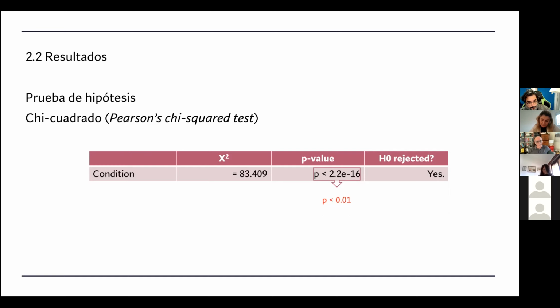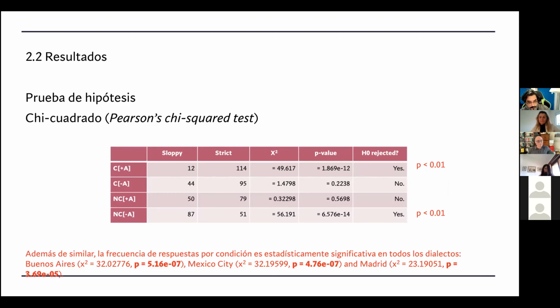Igual la condición también es estadísticamente relevante, pero solamente las condiciones con clítico y referente más animado y sin clítico y referente menos animado son estadísticamente relevantes y entonces podemos rechazar la hipótesis nula. Además, de manera similar, la frecuencia de respuestas por condiciones es estadísticamente significativa en todos los dialectos: en Buenos Aires, Ciudad de México y Madrid.